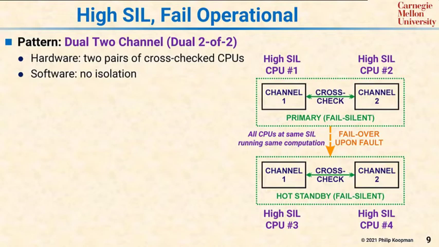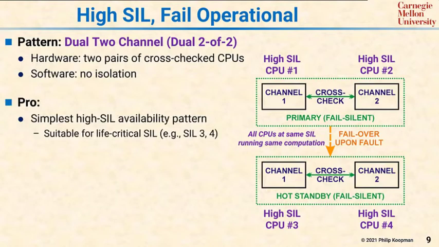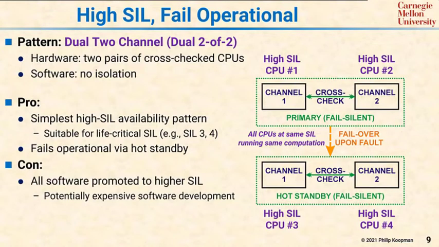The pro of this system is that it is the simplest high SIL availability pattern. It's suitable for life-critical applications, including both SIL 3 and SIL 4, so long as the software is developed to the appropriate SIL. And unlike the plain old 2 of 2 pair, which fails silent, this one fails operational because of the hot standby. There are clearly some cons to this architectural pattern.